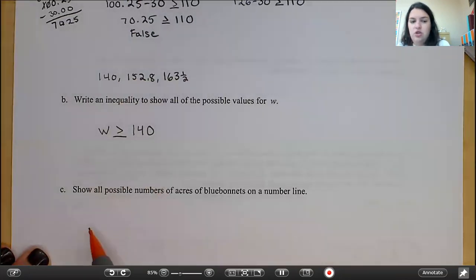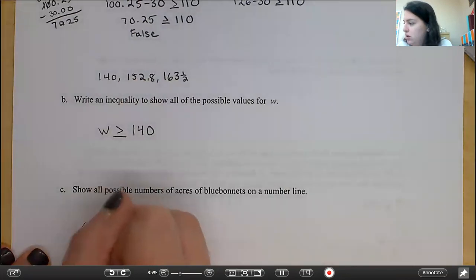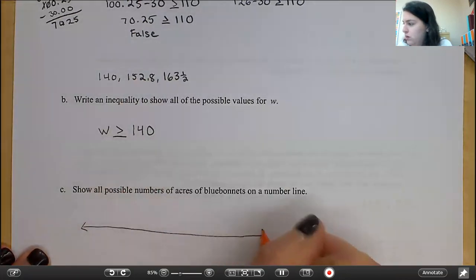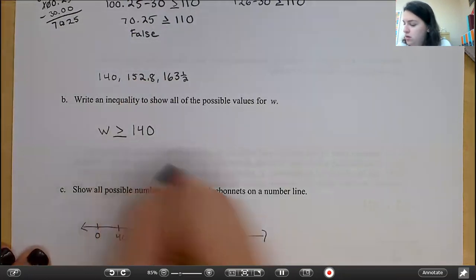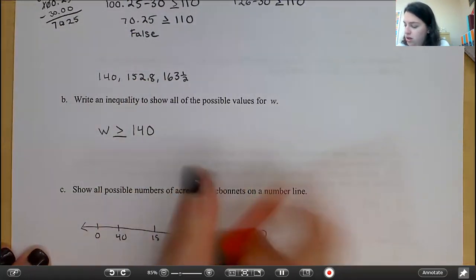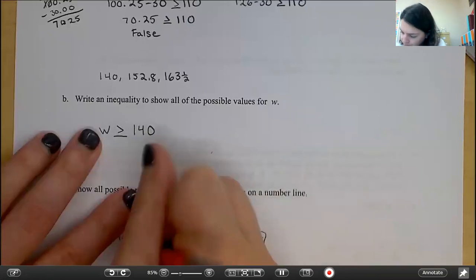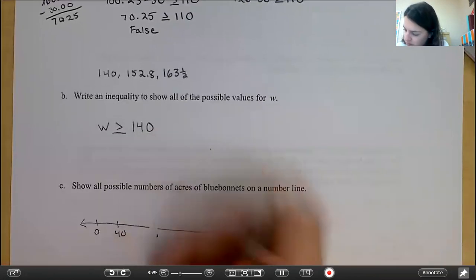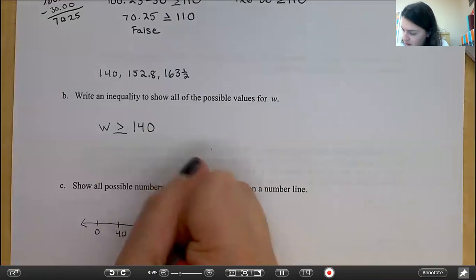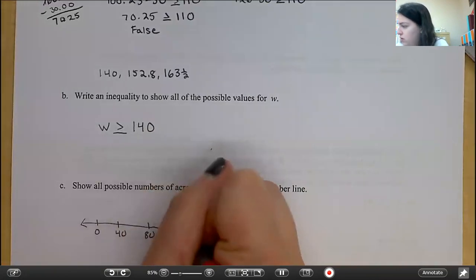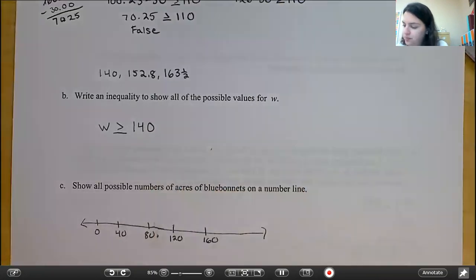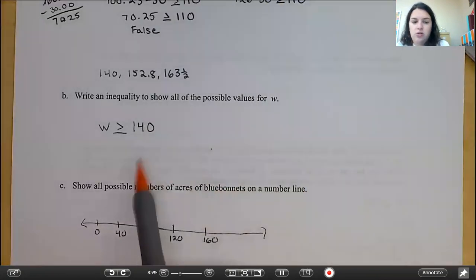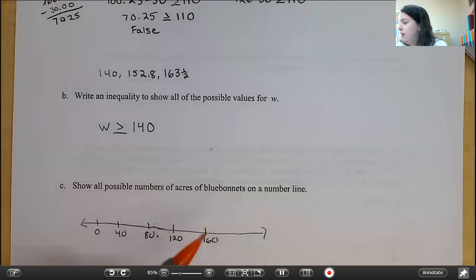So C says, show all possible numbers of acres of bluebonnets on a number line. So we're going to start here. Ooh, it's not very straight. And let's just do 0, 40, 80, 120, 160, etc. Go ahead and try and graph this.